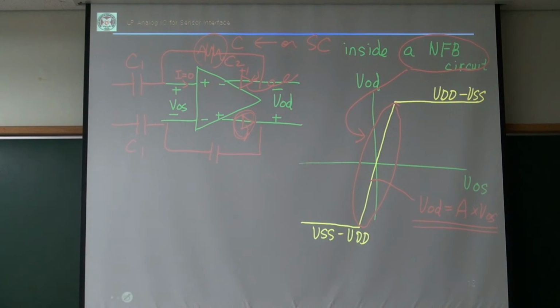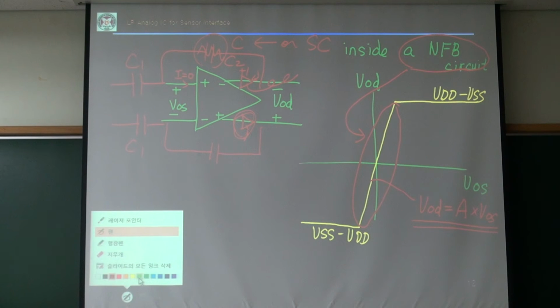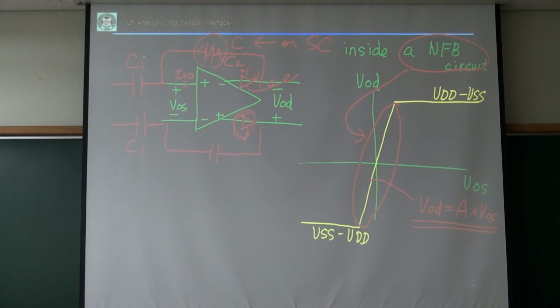So the question is, if I don't have this C1, this C1 is 0, what happens? Yeah, my VOD should be minus VOS or something like that, right?